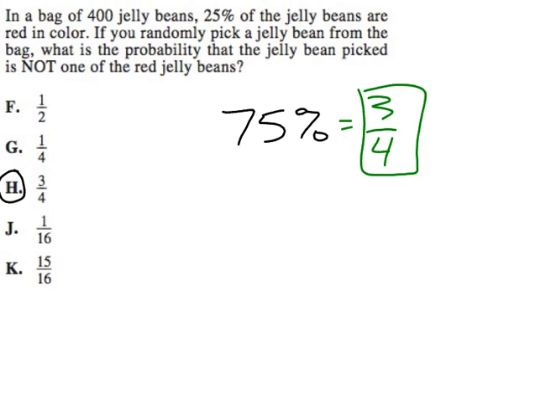Jelly beans, at least it's not marbles this time. It says 25% of them are red. What's the probability that they are not red? So if 25% is red, that means 75% is not red. And 75%, that's 0.75 by the way, written as a fraction is 3/4, so my answer is H.